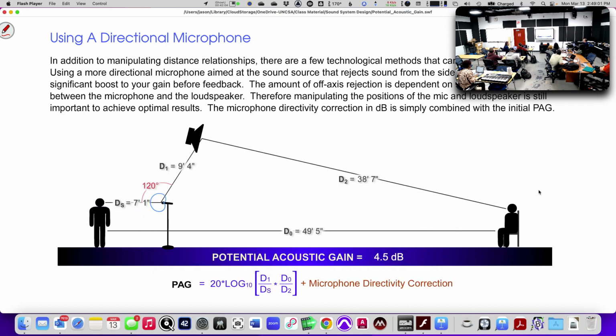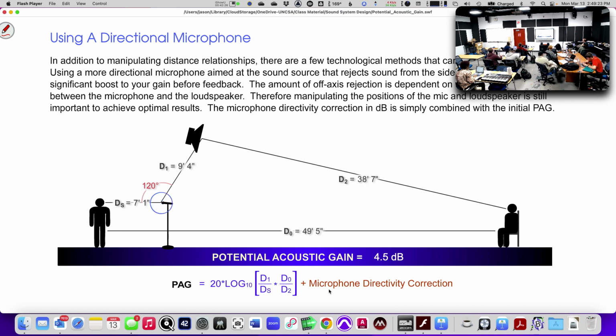Let's introduce directivity to this equation. So microphones can be directional in the same way that loudspeakers can be directional. Microphones are just backwards loudspeakers. Did you know that? They're just backwards loudspeakers. They're the same thing. So they behave really the same way, just backwards. So let's take a look at how this would work.